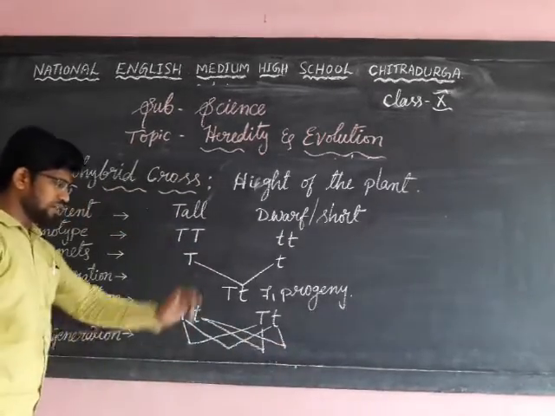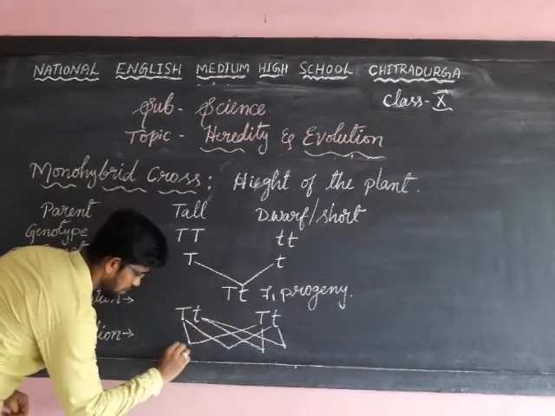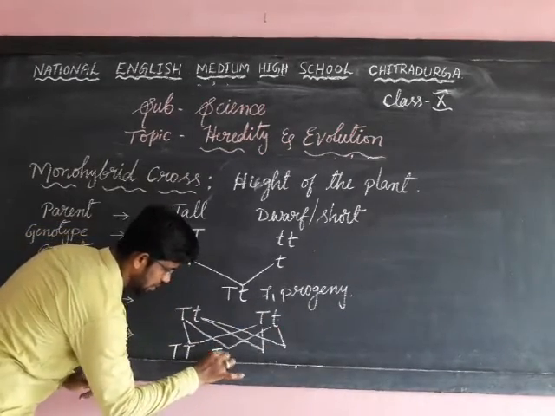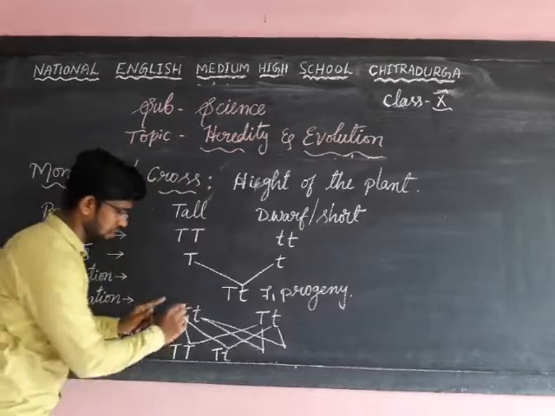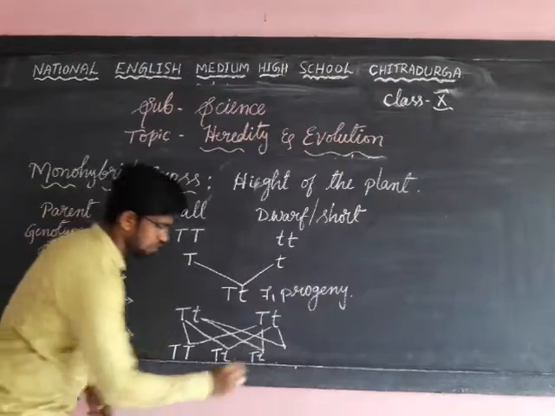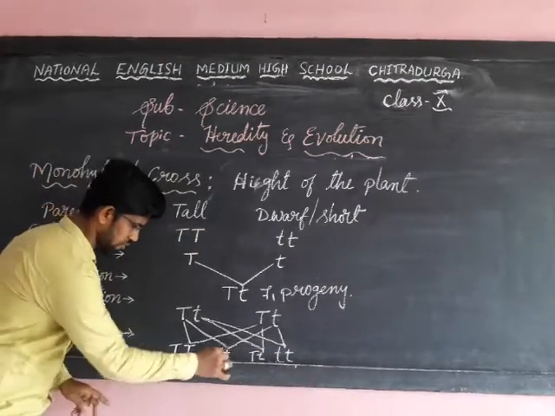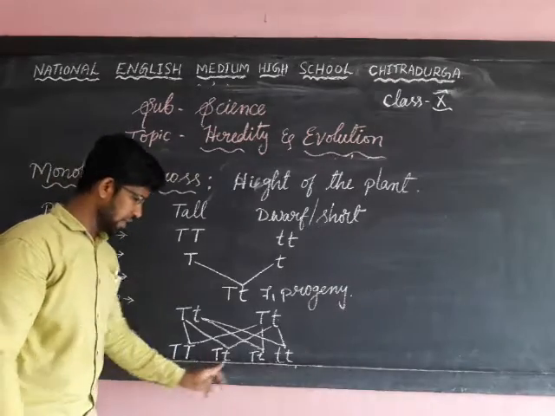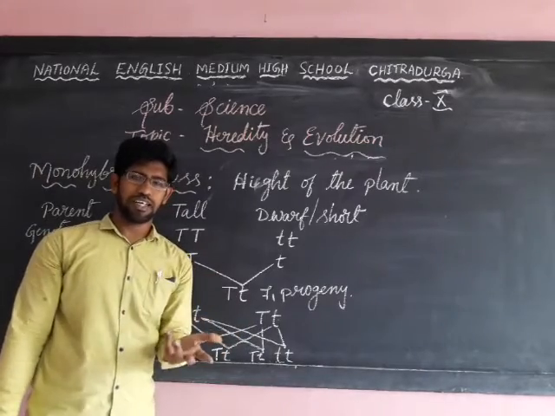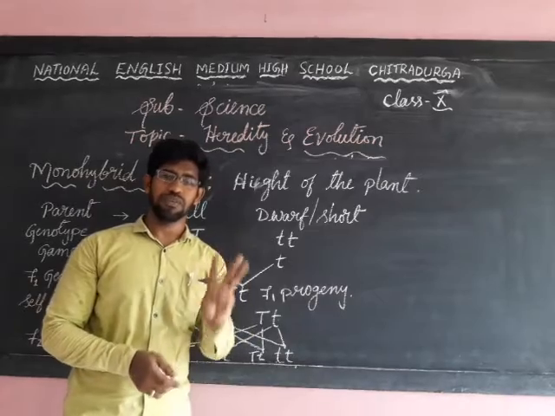So that is what I have used here. The 4 progenies are: the first progeny is capital T capital T, the second progeny is capital T, small t, the third one is also capital T, small t, and the fourth one is small t, small t. Understood? It means that in this F2 generation we are getting 3 types of progenies.